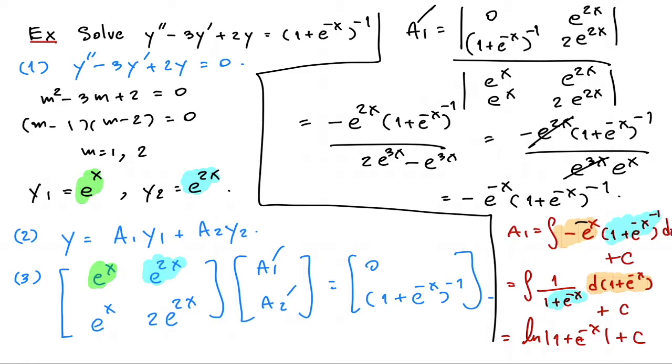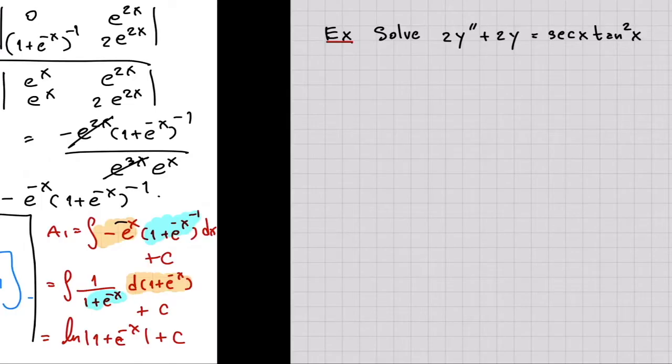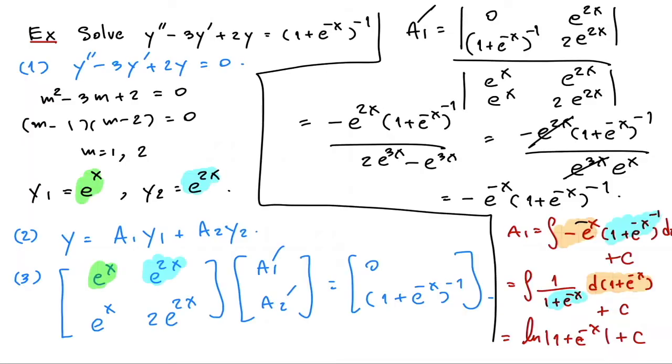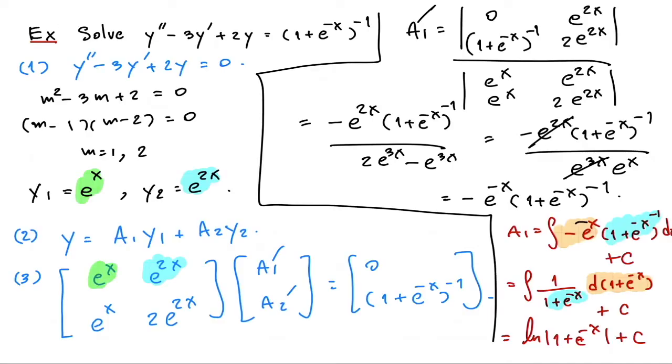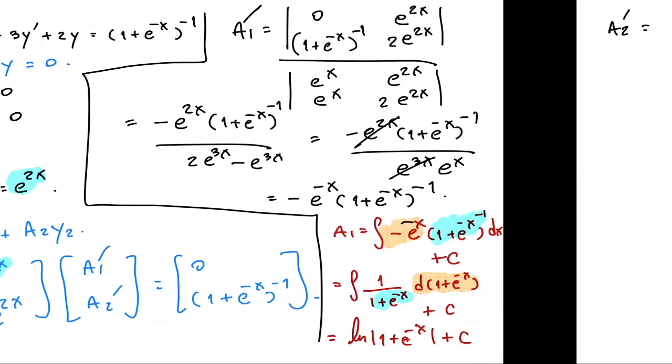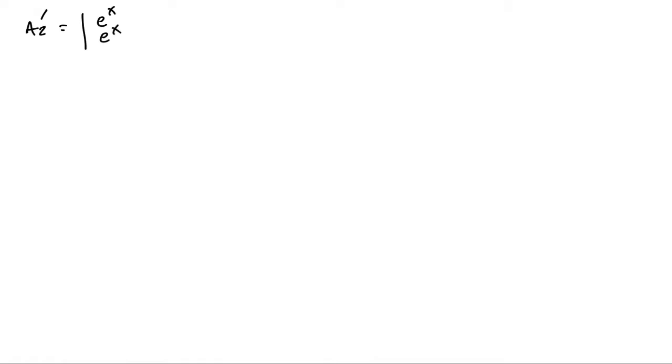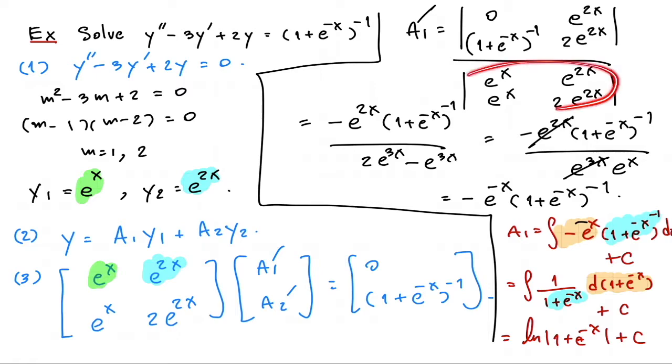And then we need to find a2. a2 prime would be the determinant, which is e to the x, 0, and 1 plus e to the minus x, minus 1, divided by this guy, which is e to the 3x. Makes sense? They are the same, so it's e to the 3x.